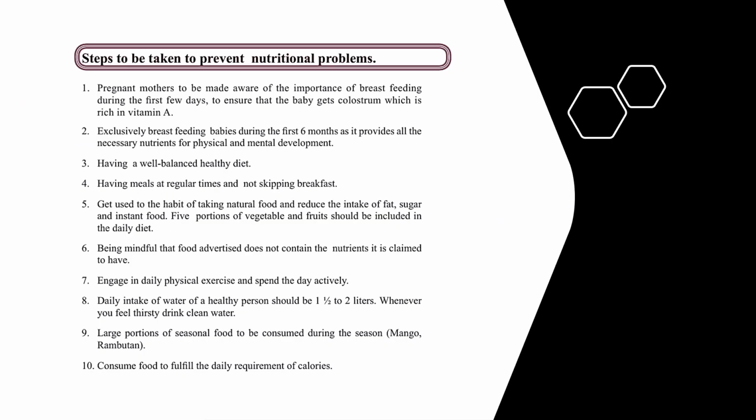We have come to the last part of this lesson, and it's about the steps that can be taken to prevent nutritional problems. So one is pregnant mothers should be made aware of the importance of colostrum in milk, because colostrum is rich in vitamin A. Also, it's important that breastfeeding moms exclusively breastfeed their babies during the first 6 months, because it provides all the necessary nutrients for the baby's physical and mental development.